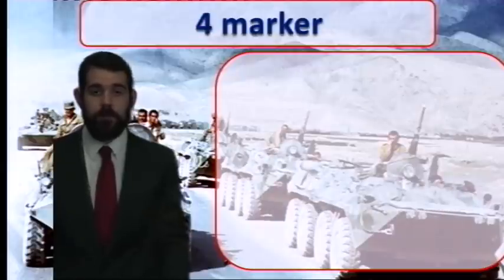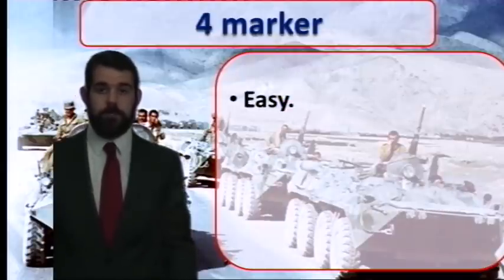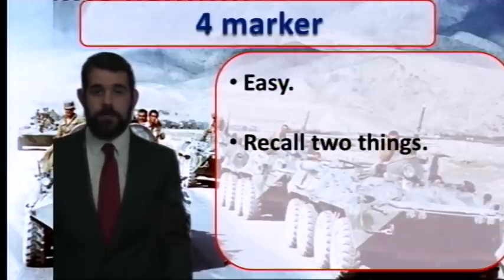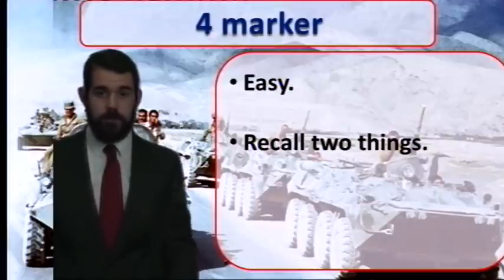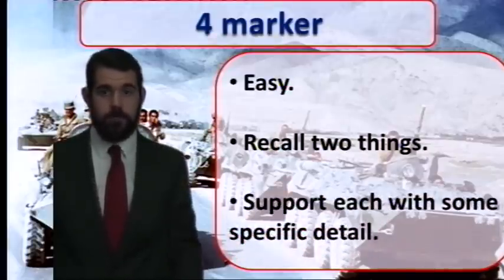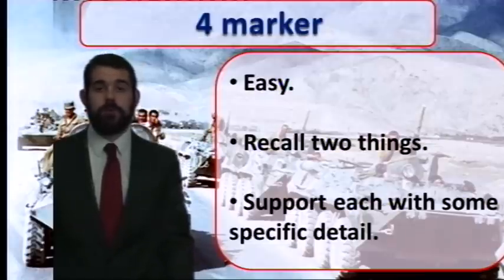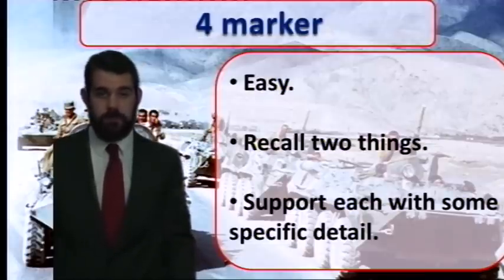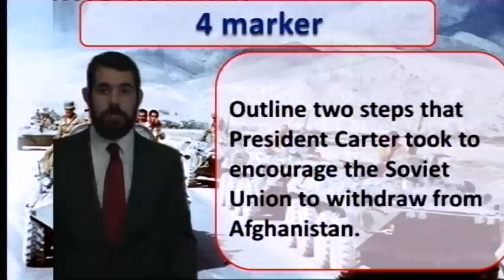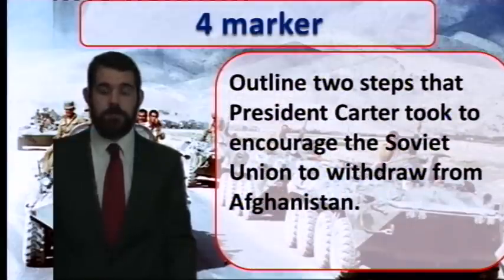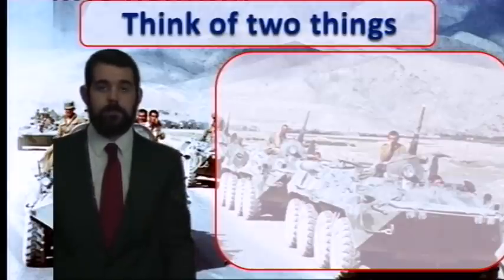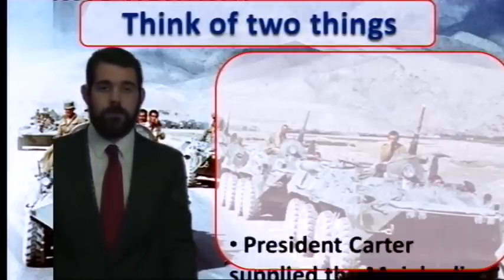Okay, the 4-marker then will follow up after the 2-marker. Again, it's easy. You need to recall 2 things. The only reason you wouldn't be able to do this is because you haven't revised sufficiently and don't know what they're asking you for. Support each one of those 2 things with some specific detail for the 2nd mark. So, outline 2 steps Carter took to encourage the Soviet Union to withdraw from Afghanistan. Think of 2 things. That's your first step and that's your first 2 marks.